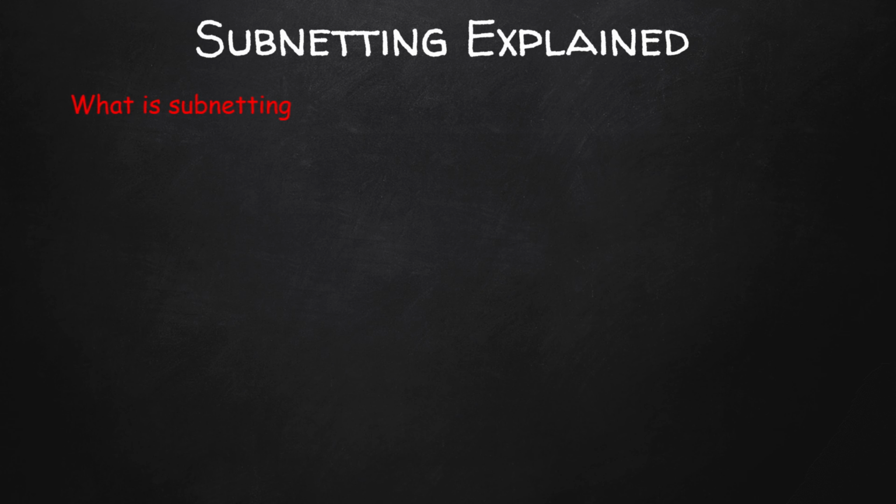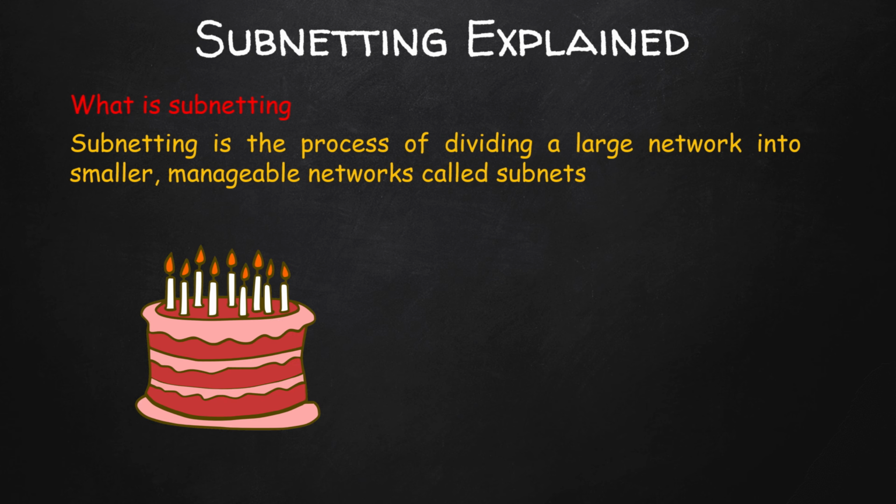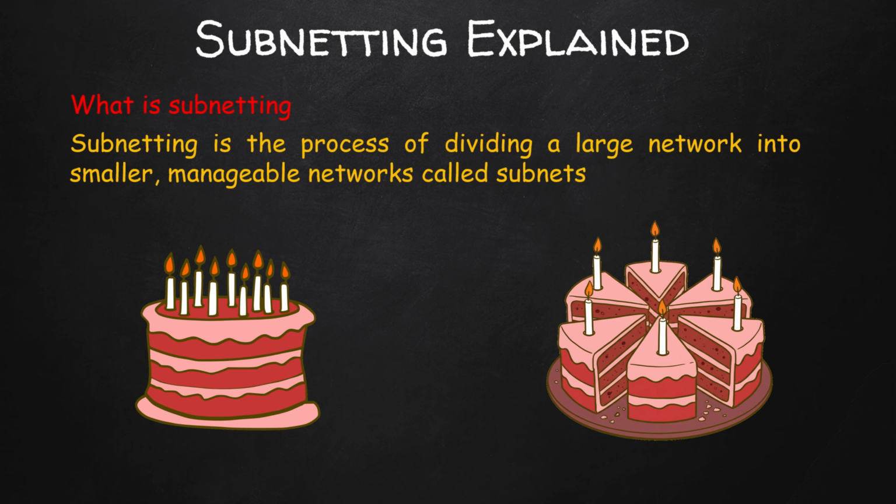What is subnetting? Subnetting is the process of dividing a large network into smaller, manageable networks called subnets. I hope you remember my example from the beginning of this video about your birthday cake. The cake itself is large and you need to distribute it to multiple guests, so it is not practical. That's why you cut the cake into multiple small portions so that it can easily be delivered to guests. And this is the concept of subnetting. Here the cake represents the network, and when you cut it into pieces, the pieces represent the subnetworks. And this process is subnetting.